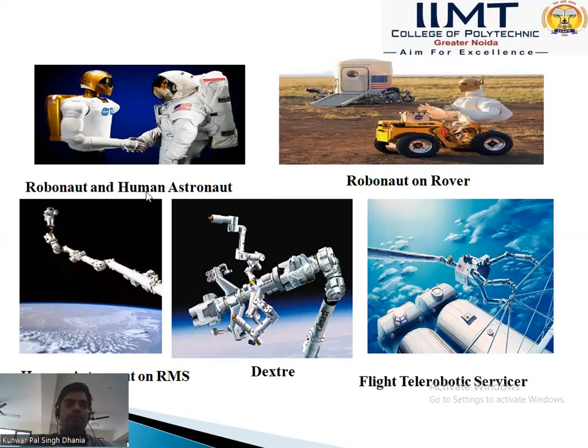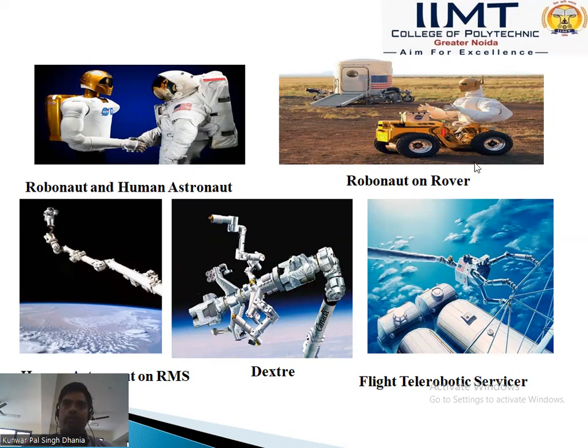So these are some pictures which show the robotic types. In the first picture, Robonaut and the human astronaut. Robonaut means the robot which is usually seen as a human, which is actually a prototype of a human-like robot. So these are called Robonauts and human astronaut.